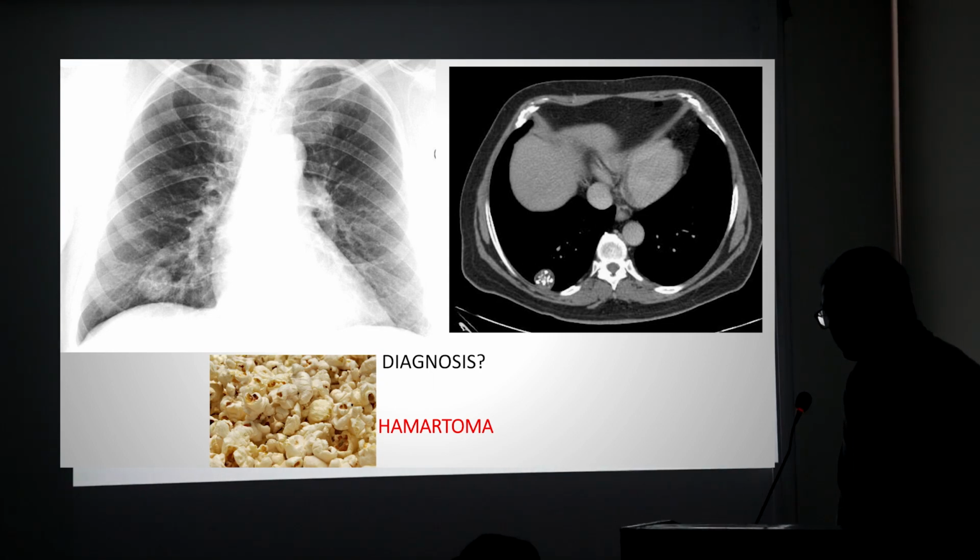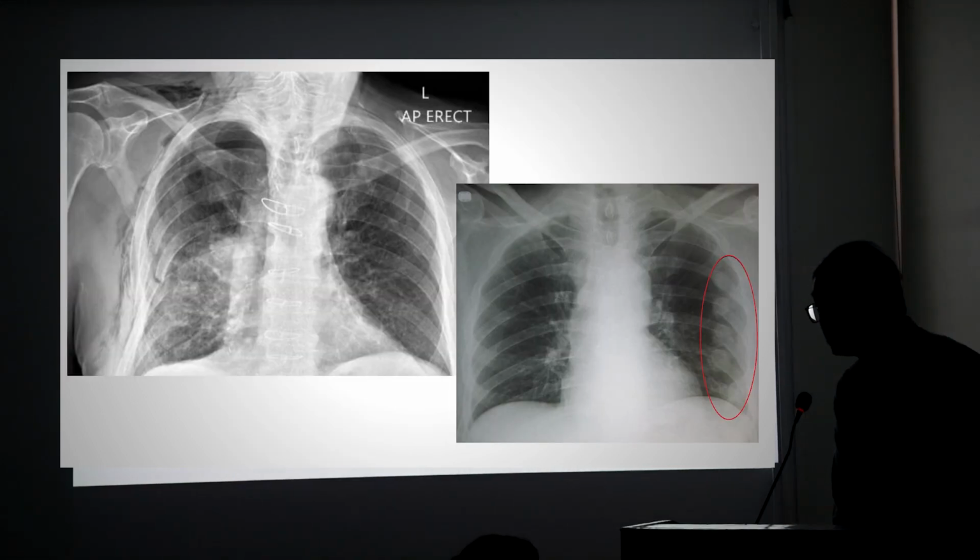So next thing, what is this? Round opacity, right lower zone with a lot of calcification. This is hamartoma. This is popcorn calcification.